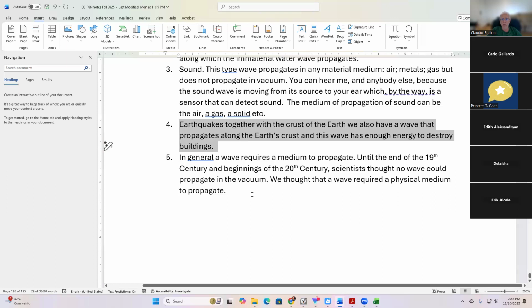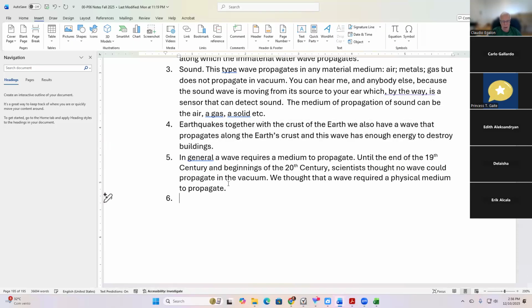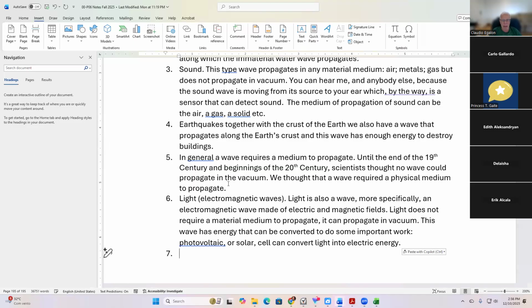Okay, and this wave has enough energy to destroy buildings, right? And then we have this special type of wave that does not require any medium to propagate whatsoever. This special type of wave is called electromagnetic wave. It's light, basically: visible light, infrared light, ultraviolet light, X-ray. X-ray is a type of electromagnetic wave, gamma rays.